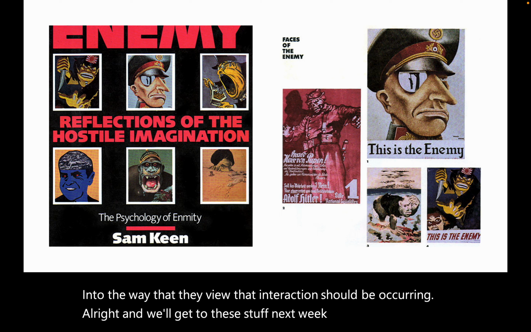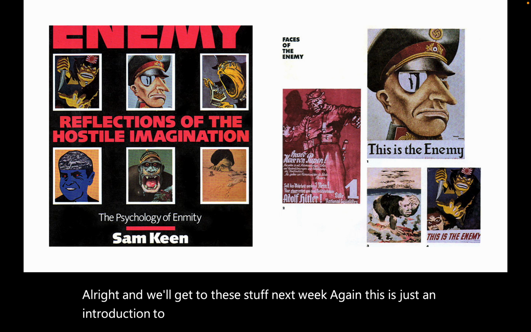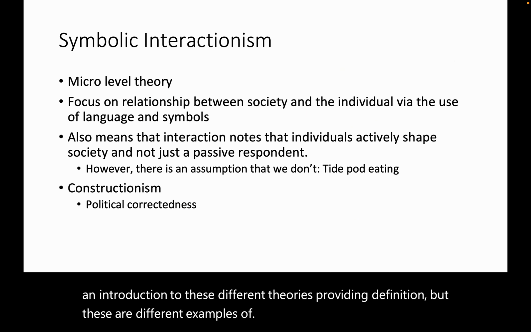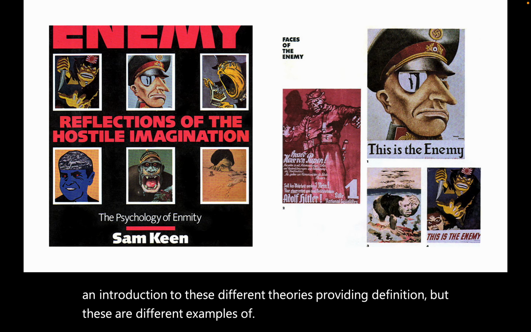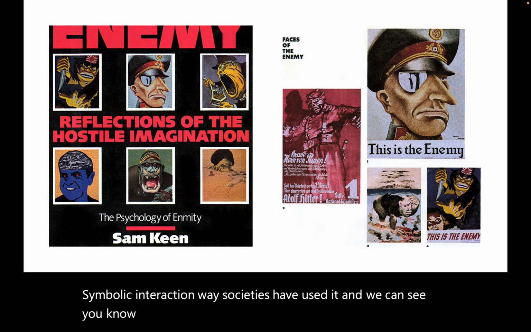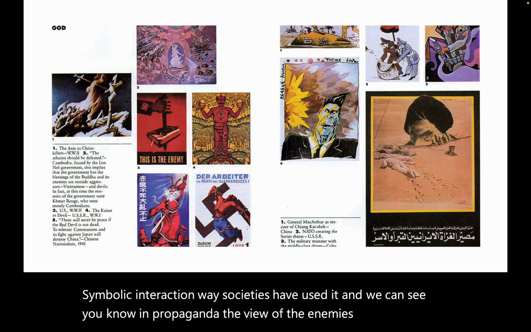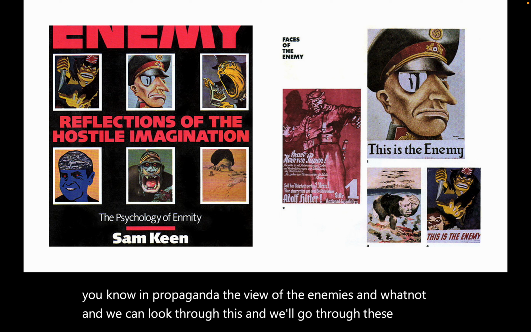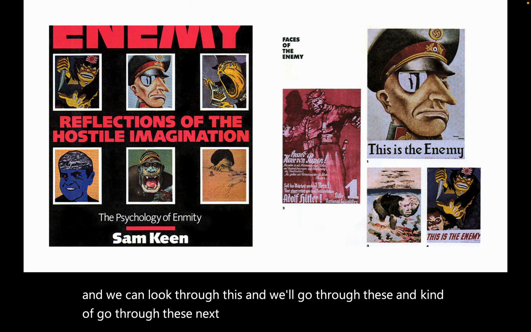This is just an introduction to these different theories, providing definitions, but these are different examples of symbolic interaction, ways societies have used it. We can see it in propaganda, the view of the enemies and whatnot, and we'll go through these next week and see how they help shape the views of individuals.